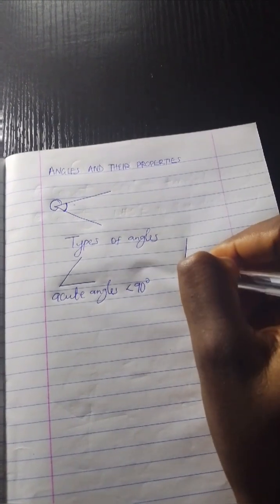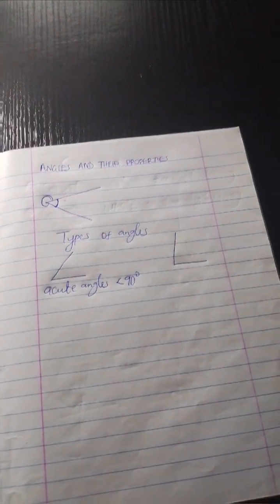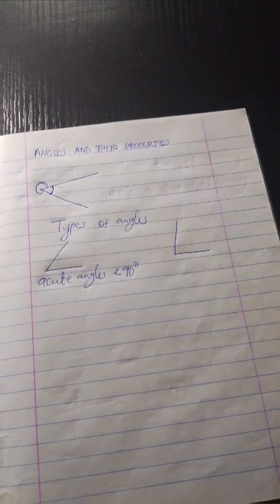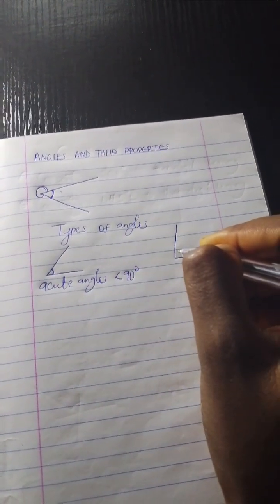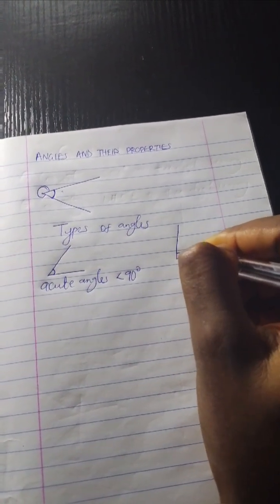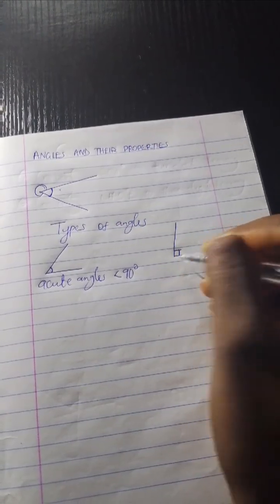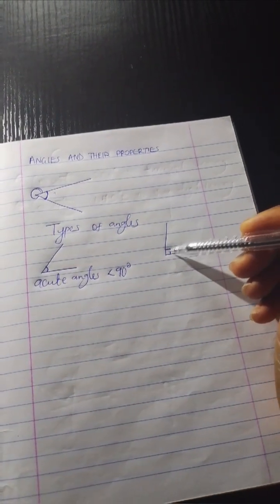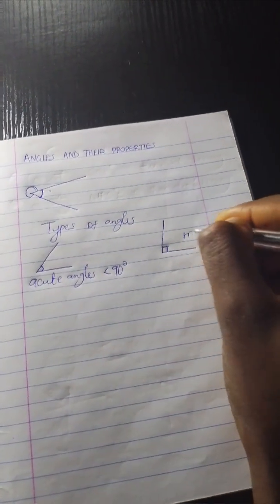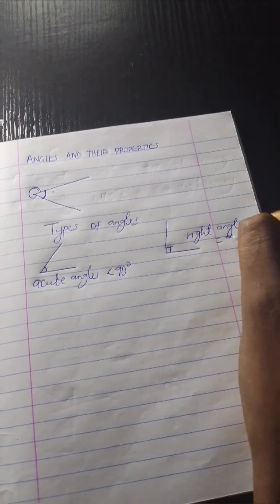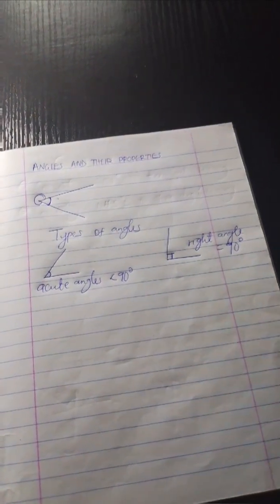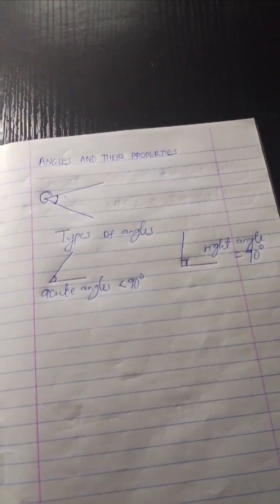We also have a right angle, which is an angle that is equal to 90 degrees, and it is usually signified by this sign right here. So whenever you see something like this, it means that you have a right angle, and the right angle is equal to 90 degrees, exactly 90 degrees, no more, no less.